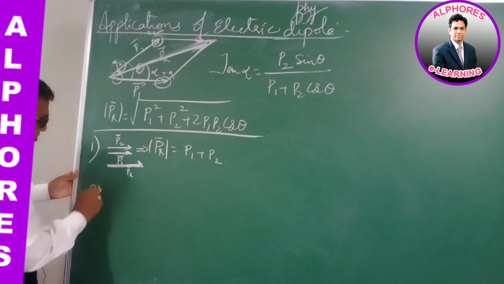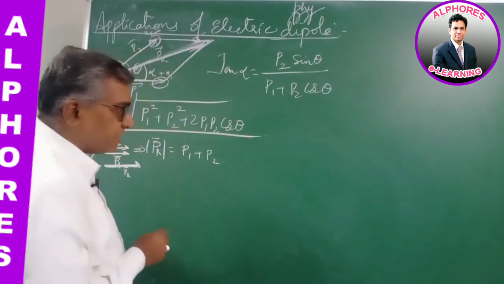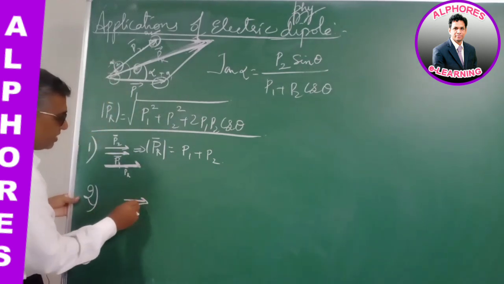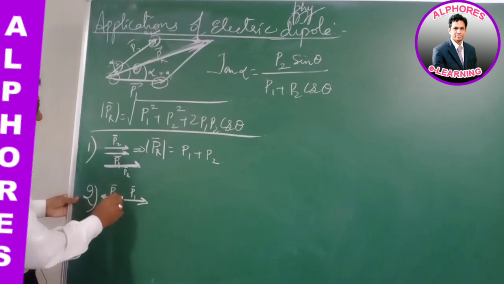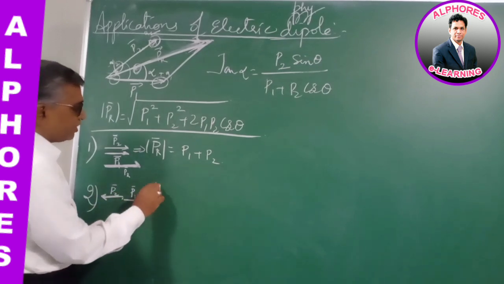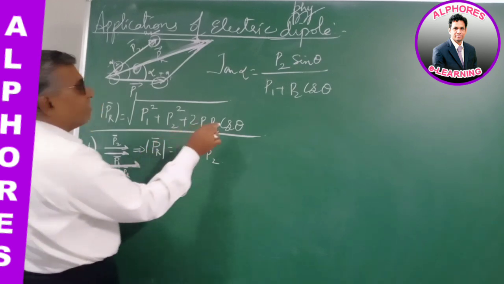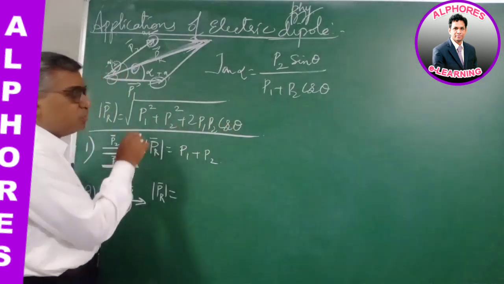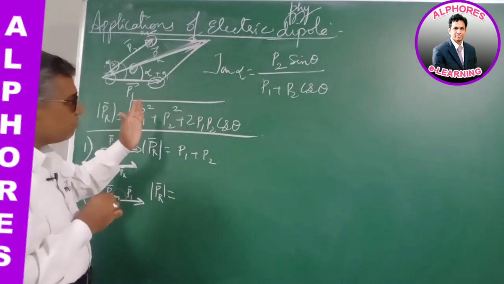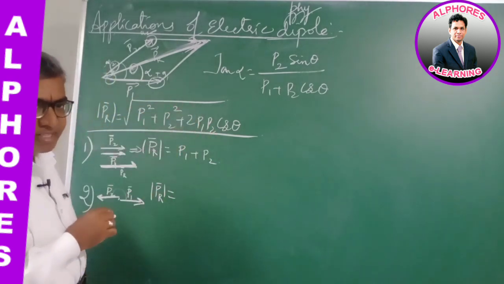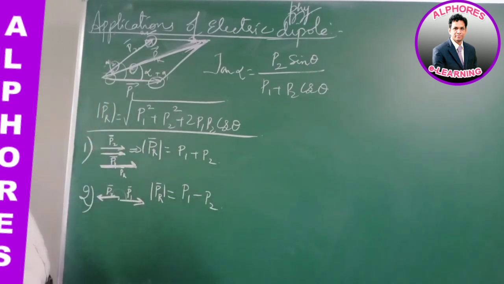Second case, case 2. Suppose these two dipoles are in opposite directions, angle theta 180 degrees. One dipole this side, the other dipole this side, P1 bar and P2 bar in opposite directions. Then for the magnitude of the resultant dipole, theta is 180 degrees, cos 180 is minus 1, so it's P1 square plus P2 square minus 2 P1 P2. That is a square plus b square minus 2ab, so we get P1 minus P2. This is the resultant dipole moment.